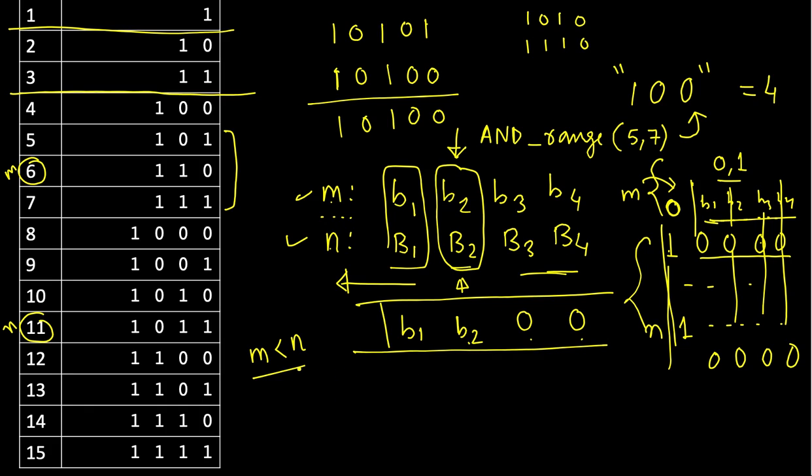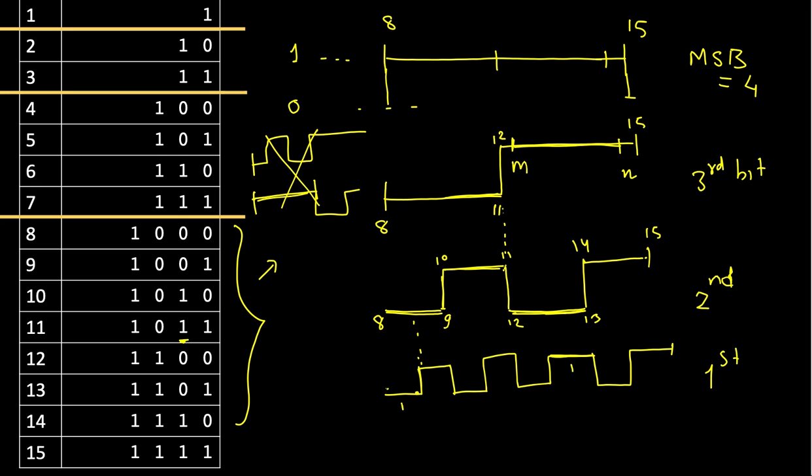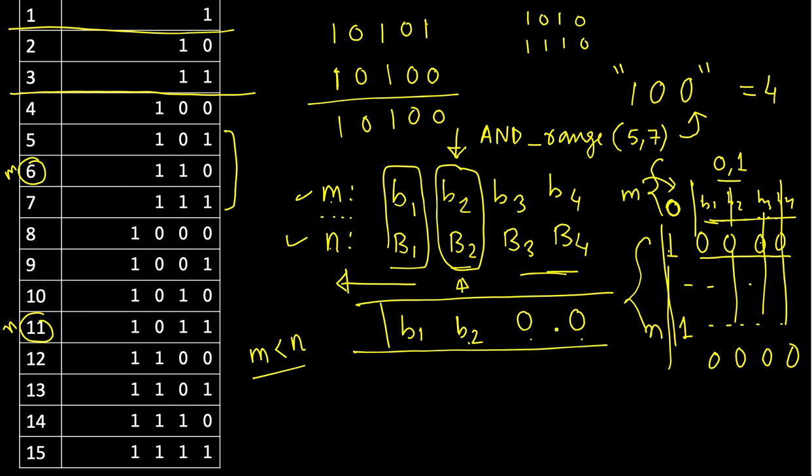So if m is less than n, then it's guaranteed that the least significant bit will be different for some numbers, because the least significant bit flips after every one number. It's never the same for two consecutive numbers. So we have to make it 0. What we will do is shift everything to the right by one step.